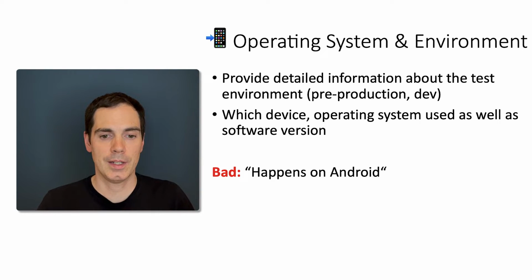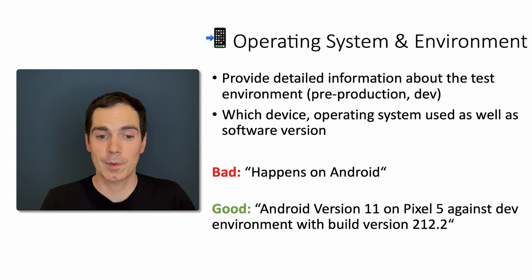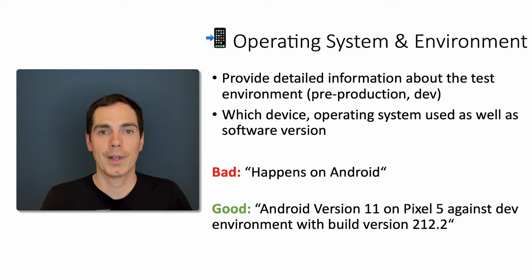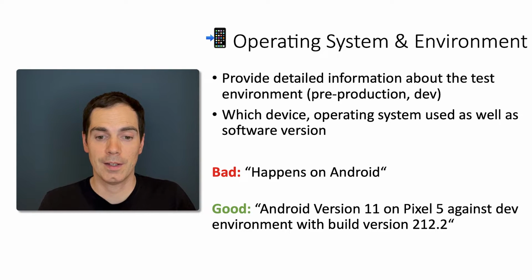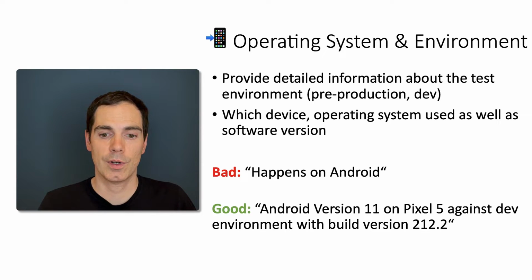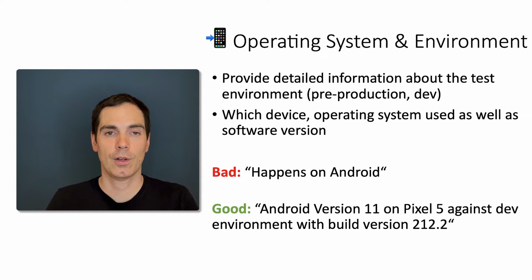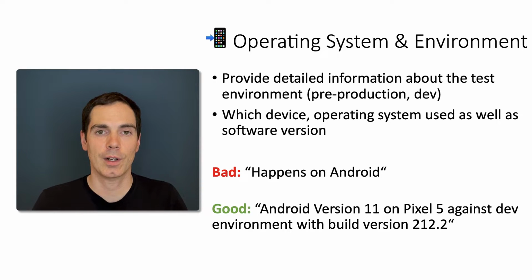A bad example is: it happens on Android. Could be anything, right? A good example would be Android version 11 on a Pixel 5 against the dev environment with build version 212.2. This is exactly the information that the developer needs in order to reproduce the issue on that specific operating system version. It might be that the bug only occurs on that operating system version, on that device and with that build version. It might also be some edge case that is connected to the specific OS version. And then you maybe can find a workaround as well.